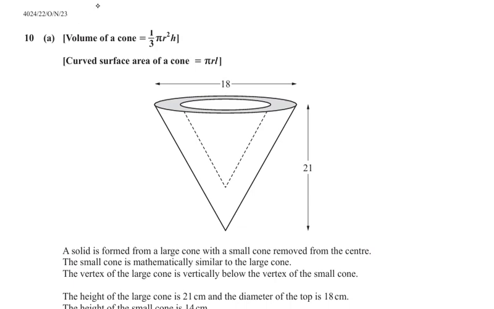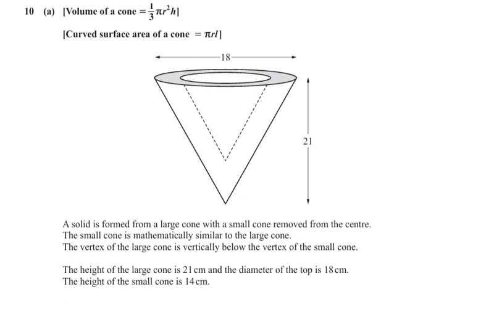This question is taken from October November 23 paper 22, and the question number is 10. The question is evident from here. You can see that the volume of the cone is given and the curved surface area of the cone is also given. So a solid is formed from a large cone with a small cone removed from the center. The small cone is mathematically similar to the large cone. The vertex of the large cone is vertically below the vertex of the small cone, meaning these are symmetrically fixed with each other.